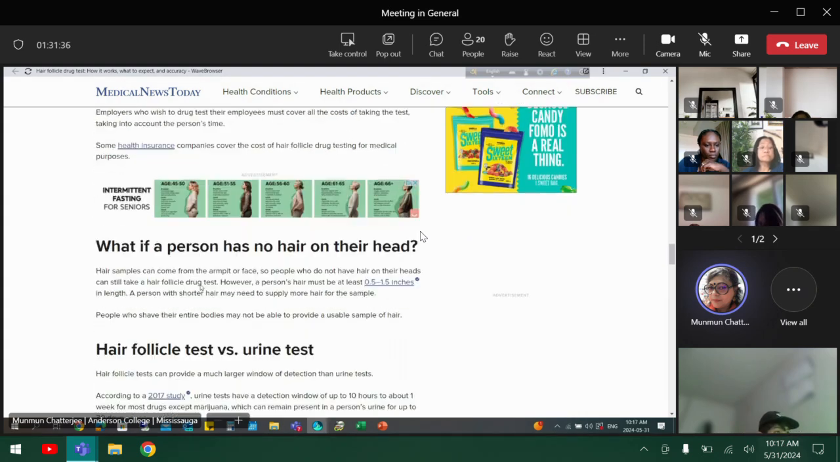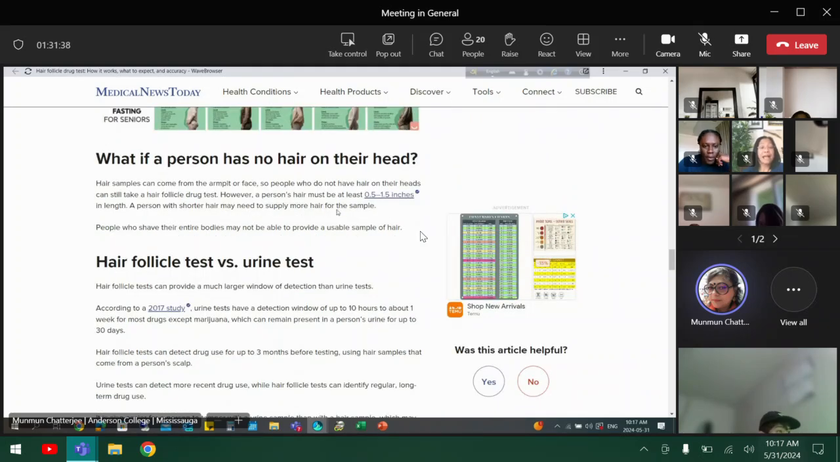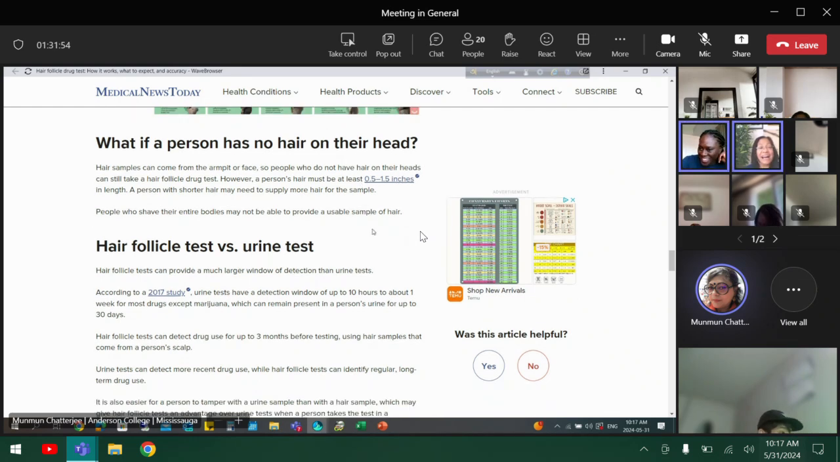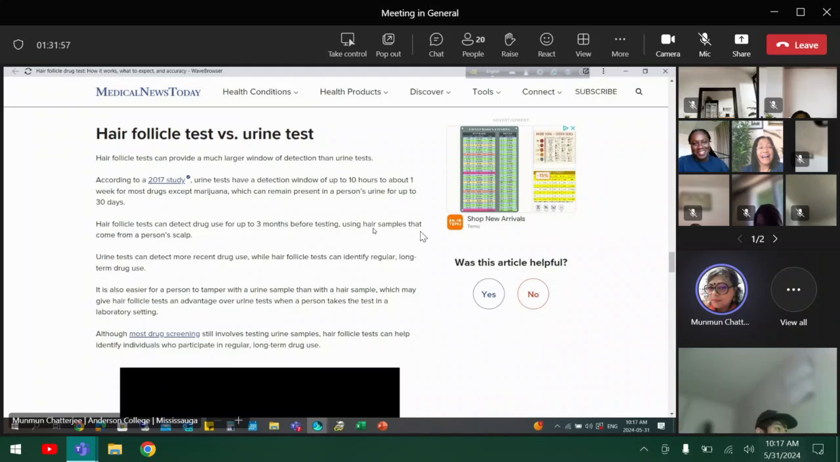What if the person has no hair on their head? Hair samples for someone who is bald can come from the armpit or face. Yes, so people can do that. That's nice. Wow, hair follicle test versus urine test.